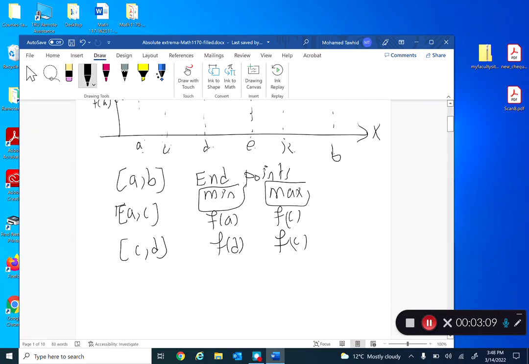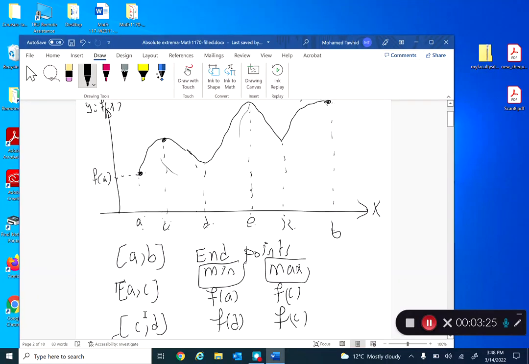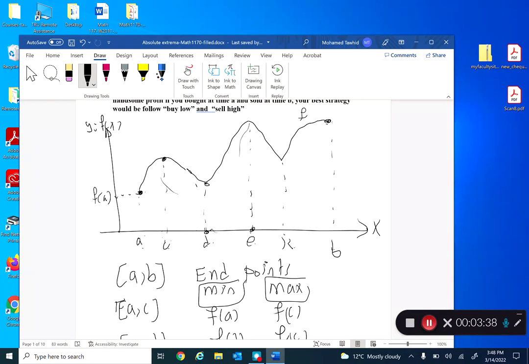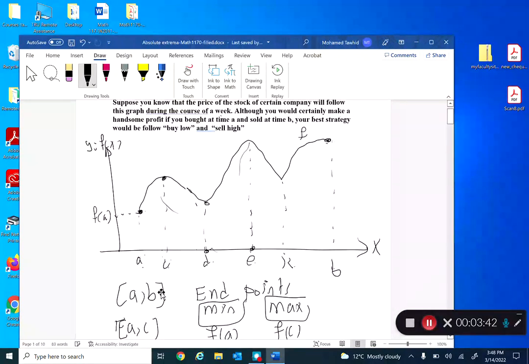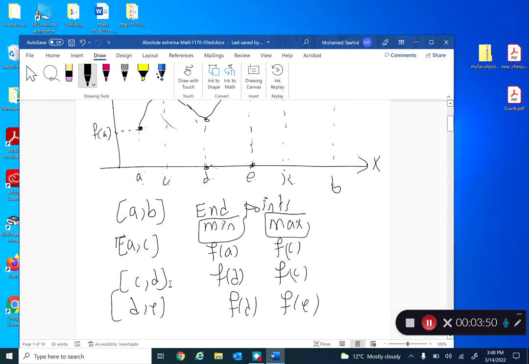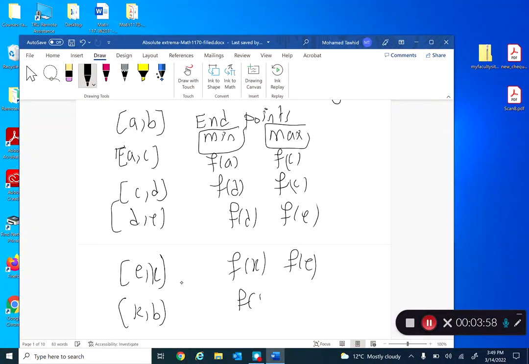Again, you continue from D to E, then from E to K, and then from K to B. Going one by one: from D to E, the minimum is at D and the maximum is at E. From E to K, the minimum is at K and the maximum is at E. Last, from K to B, the minimum is at K and the maximum is F of B.